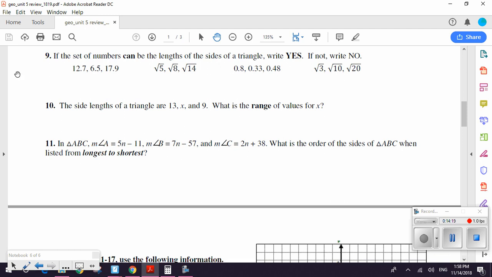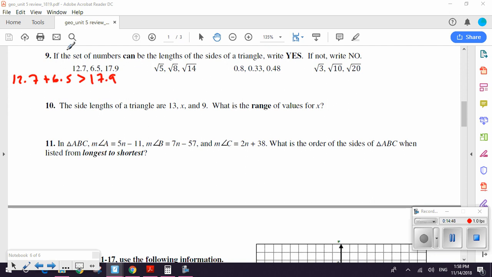Here's a trick, aka shortcut. If you take the two smallest sides, add them together, and they're greater than the longest side, then that's enough information to say yes. Hope you caught that. So on the first set, the two smallest numbers are 12.7 and 6.5. We're testing to see if it's greater than 17.9.